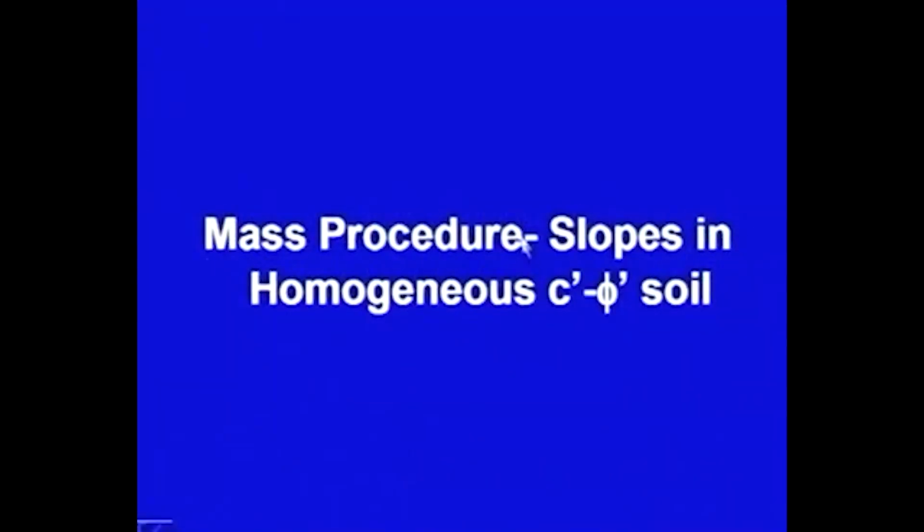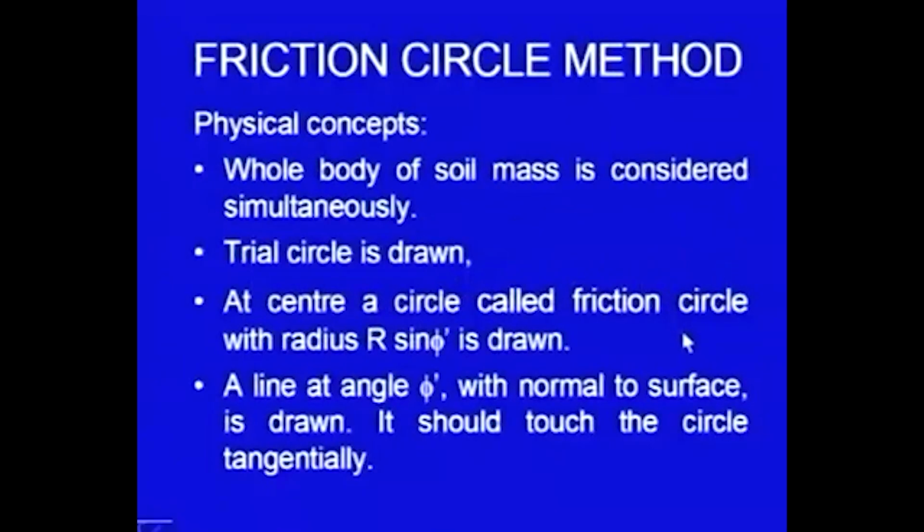Again we are taking the mass procedure, means we will be treating the soil mass as a whole, but now the soil is homogeneous C dash phi dash soil. So, it has both the properties now, C dash as well as phi dash. The first method which we are going to discuss is the friction circle method.